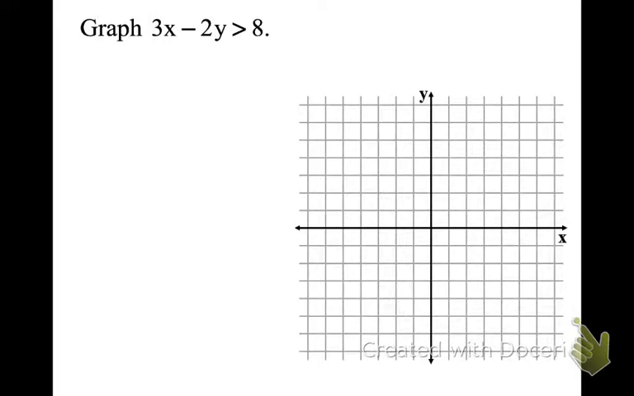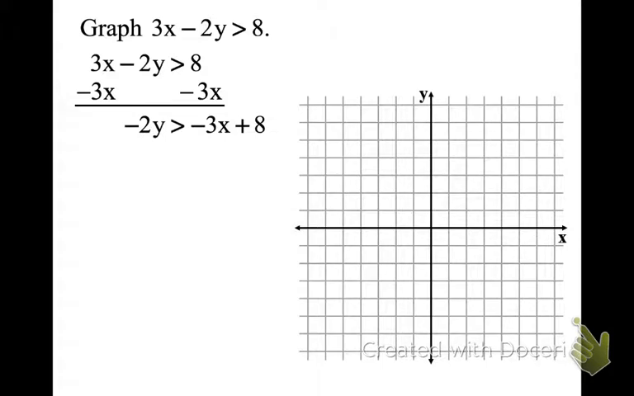Go, Veronica. Well, would it be like 3x minus 2y equals 8? Yeah, but what am I going to do first? Subtract 3x from both sides. Subtracting 3x from both sides. And then divide all terms by negative 2. All terms by negative 2. Pay attention.